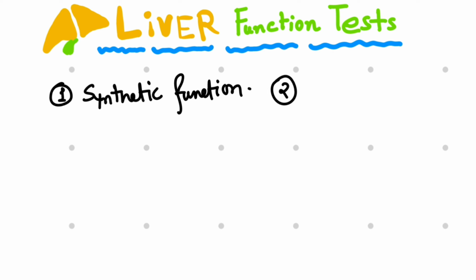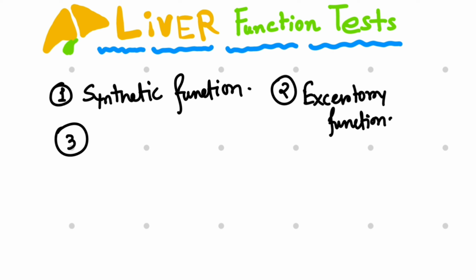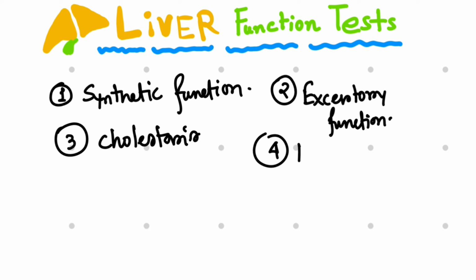Number 2, we can assess the excretory function of the liver. Number 3, we can assess for any cholestasis that is happening in the body. And most importantly, we can assess the liver cell damage or any cellular change that might be happening inside the liver.